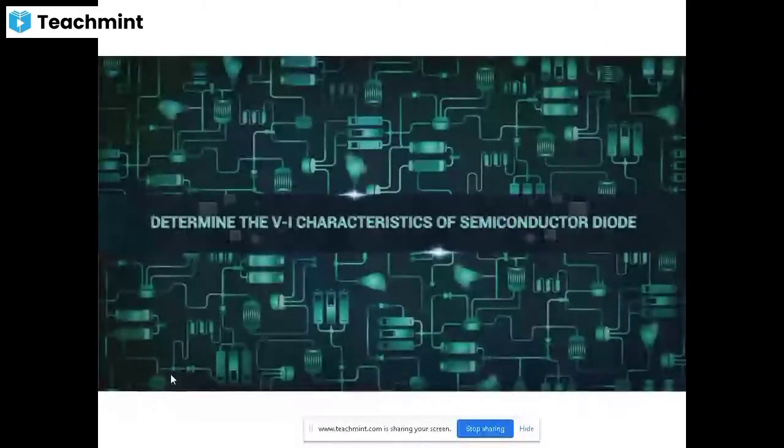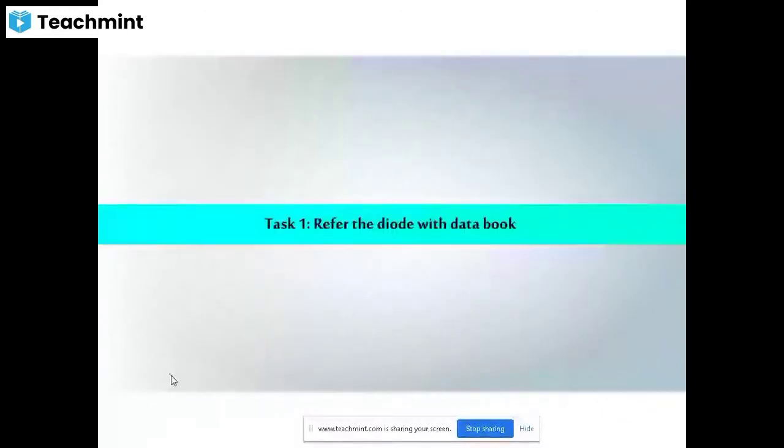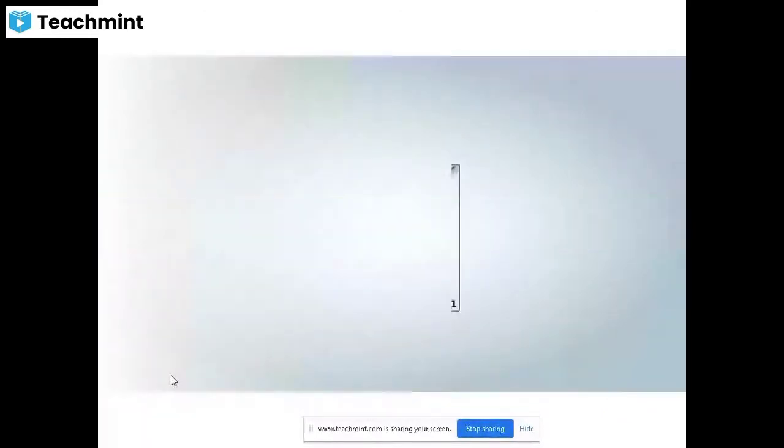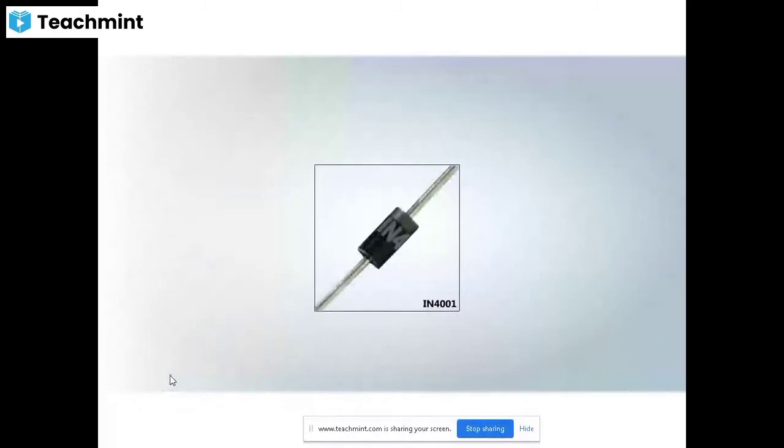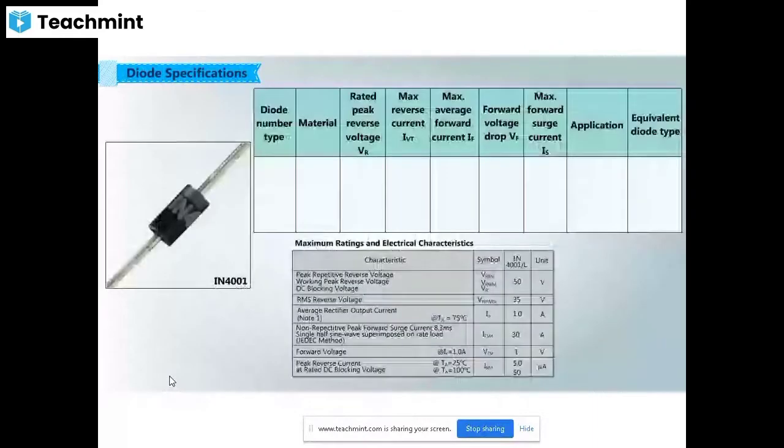Determine the VI characteristics of semiconductor diode. Task 1, refer the diode with data book. Take one diode and let's find the specification of the diode. From the data sheet, it shows according to the component number.